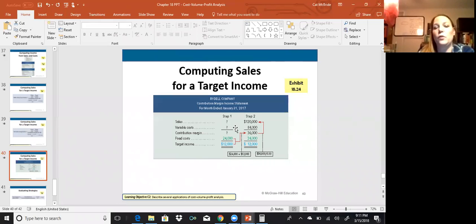So if we sold $120,000 worth of sales, our variable costs are $84,000. Our contribution margin is $36,000, and that leaves us $24,000 to cover fixed costs. So our target income is $12,000. This also means that every single dollar that we make over the $12,000, we keep the contribution margin percent of that as profit.